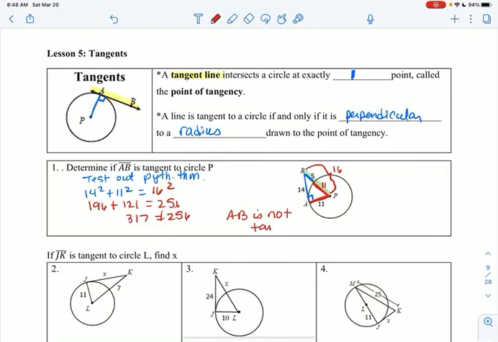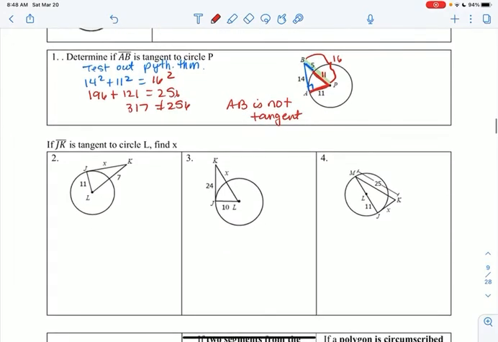As I said, it could look like it's intersecting that circle in one spot, but we only know for sure if it's perpendicular to the radius.